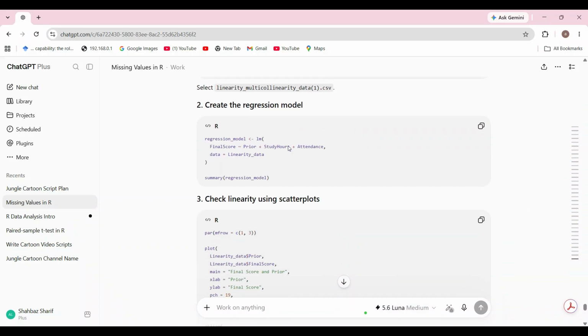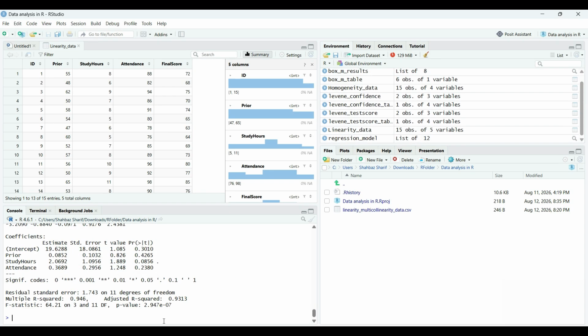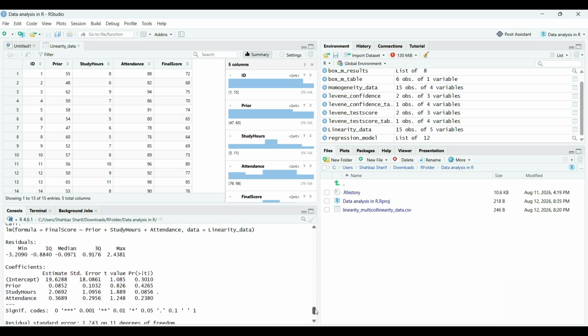Okay, next we will create the regression model first. Copy this prompt and paste here. So in this way you can see the regression model.